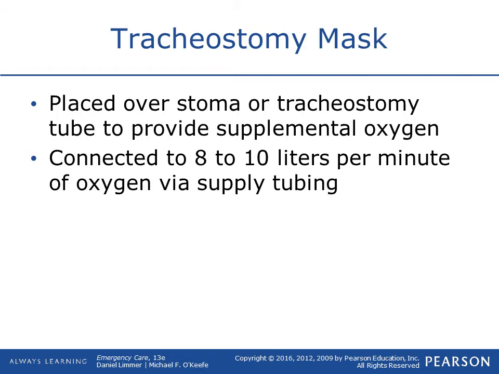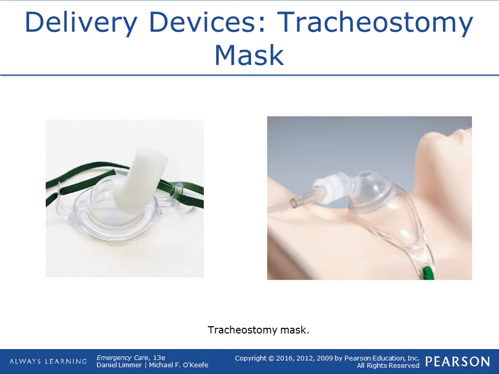A tracheostomy mask is used to go over the trach. You would set that at 8 to 10 liters a minute for your oxygen supply. As the picture shows, it would seal around the hole in the neck right here, and it's got that elastic band that goes around, and your oxygen supply would click in there, and you set that once again.